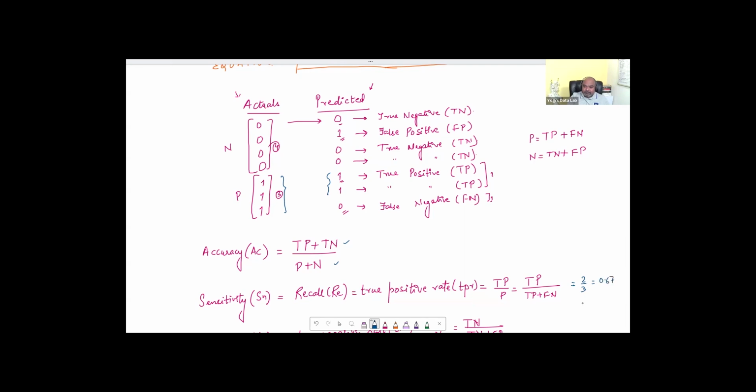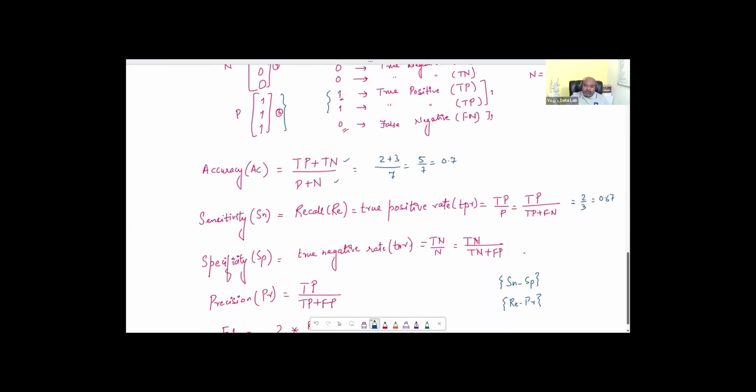If I talk about accuracy, if you look at this, how many true positives and true negatives? How many true positives we have? We have 2 true positives plus 1, 2, 3 true negatives divided by total number of rows, which is 7. So this is 5 by 7, which is somewhere around 0.71, whatever is the value. So this is somewhere around 0.7.